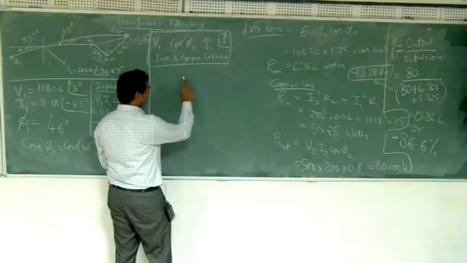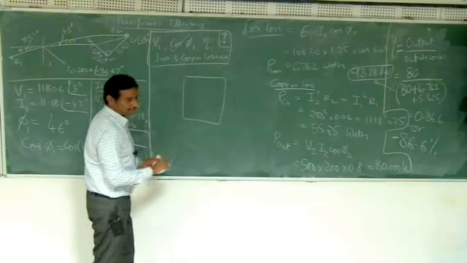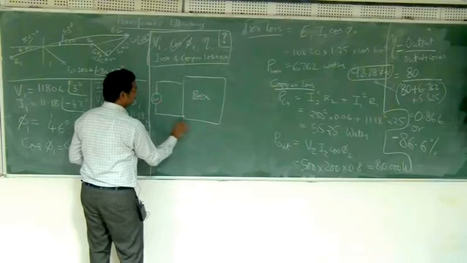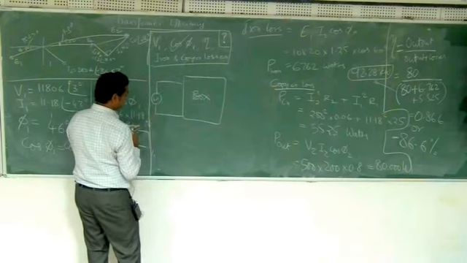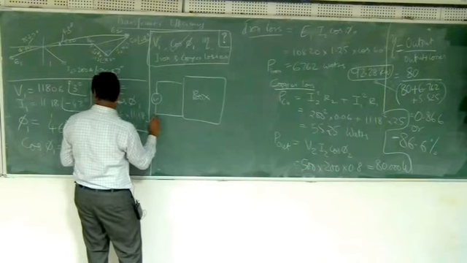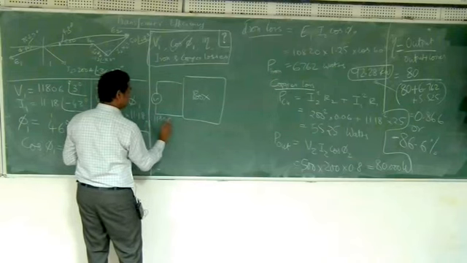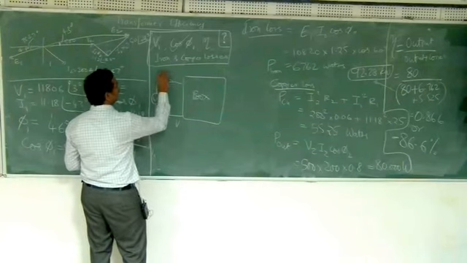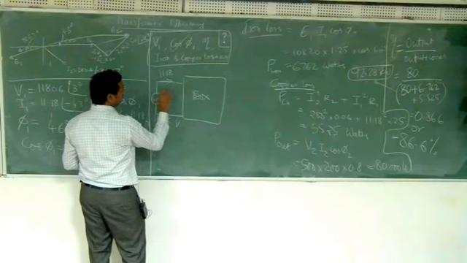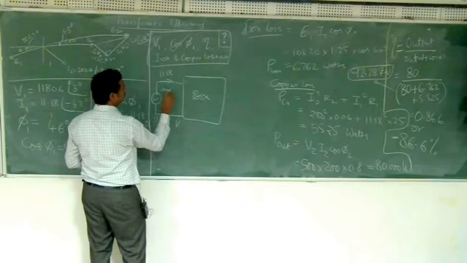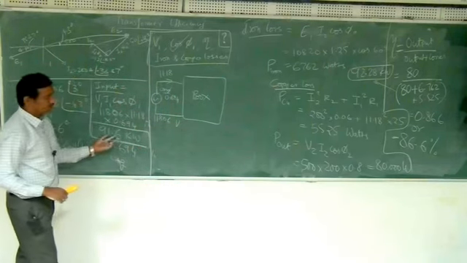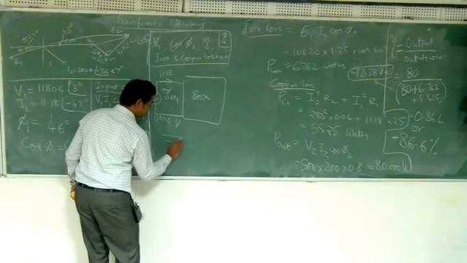Think of a transformer as a box. The input is 11806 volts, the current is 11.18, and the phase angle, cos phi, is 0.694. If I multiply all these things, I will get 91.6 kilowatts.